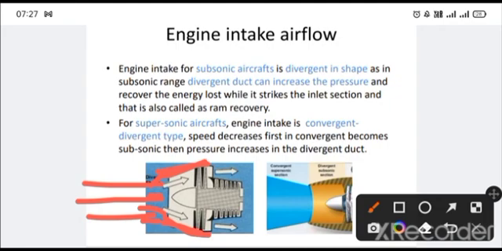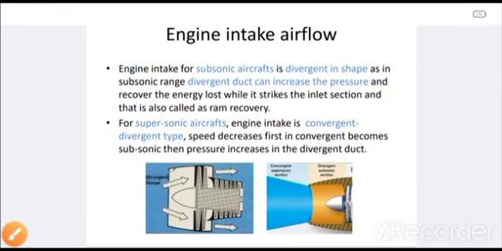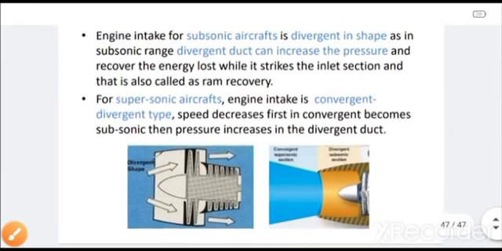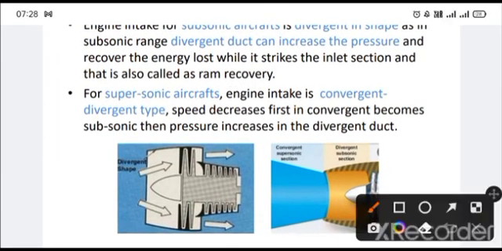Increasing the pressure energy gives those lost energies a chance to recover, and that is also called ram recovery. Sometimes you can get this in the engine syllabus when you read about the engine intake or engine inlet section. This process is also known as ram recovery, and the same is also true in the case of a supersonic aircraft, where they don't have a diverging duct, they have a first converging duct, which actually decreases the speed.